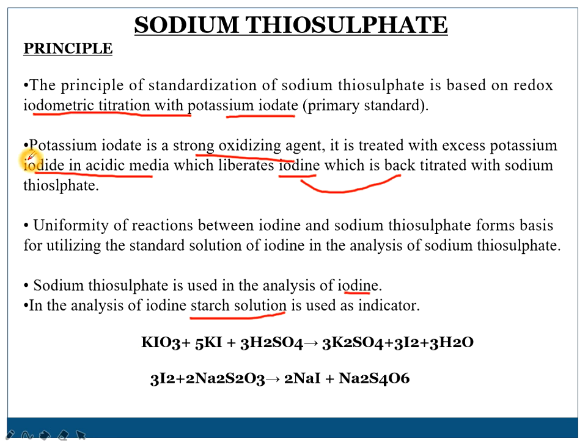We have discussed that potassium iodide is used as the primary standard. In the reaction, first potassium iodate and potassium iodide react in the presence of an acid, that is sulfuric acid, to produce iodine along with potassium sulfate and water. This iodine reacts with the sodium thiosulfate to give sodium iodide and sodium tetrathionate.